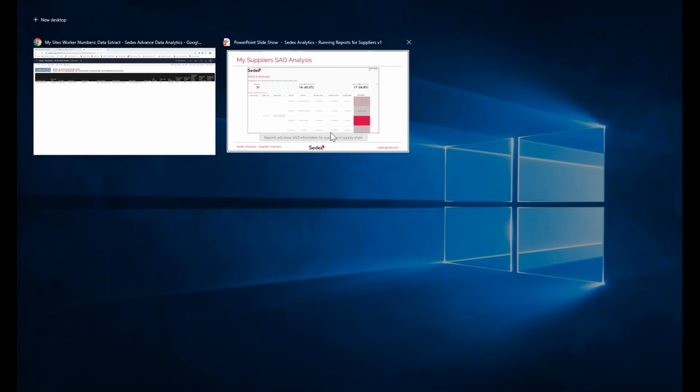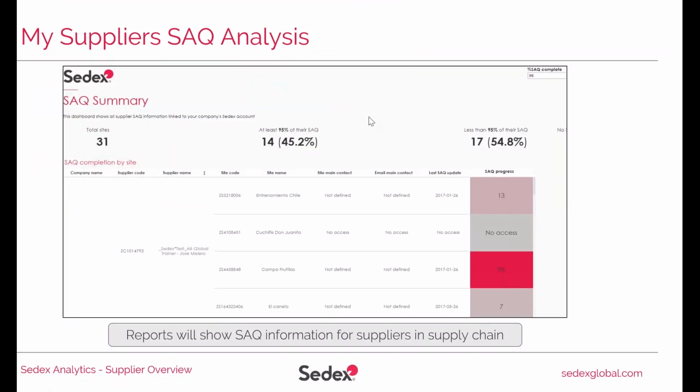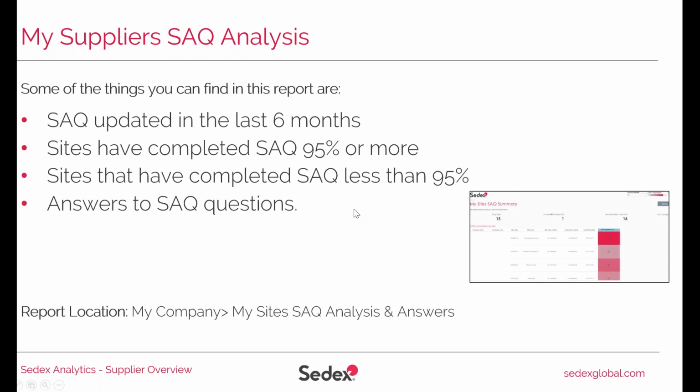And then the report I was going to use as the example, because the other one wasn't working, but you can view it as well, is the My Suppliers SAQ analysis. And this shows you SAQ, or self-assessment questionnaire data, like when was the last SAQ updated, and information of when it was last updated. You can also see information related to sites that have completed the SAQ at a specific percentage. It does say 95% here, as it is the default setting. However, you can change it. And you can also see the questions answered against the SAQ as well. So that's another good report to see that information.